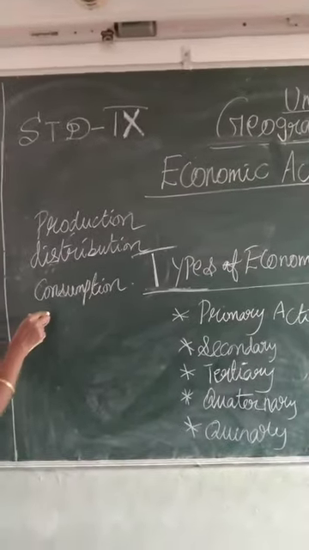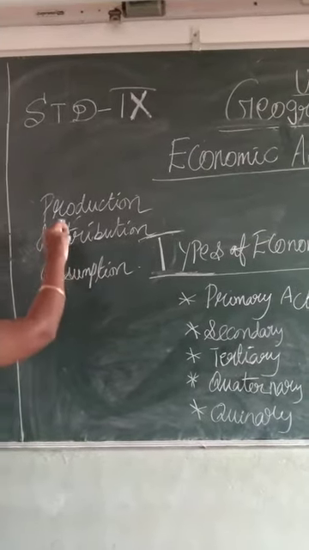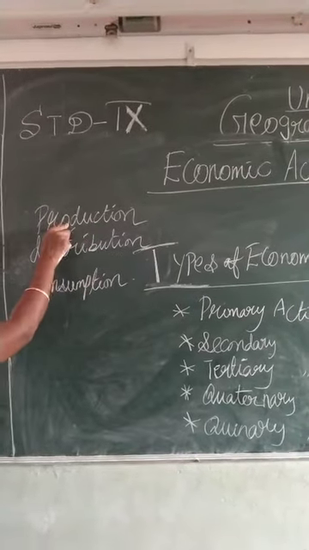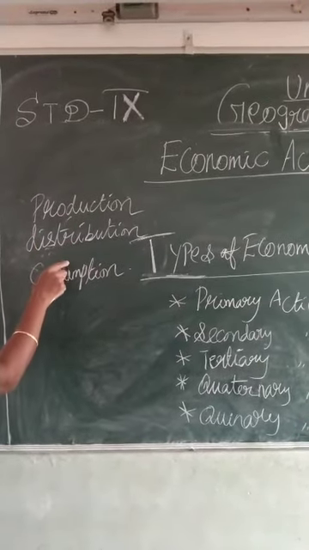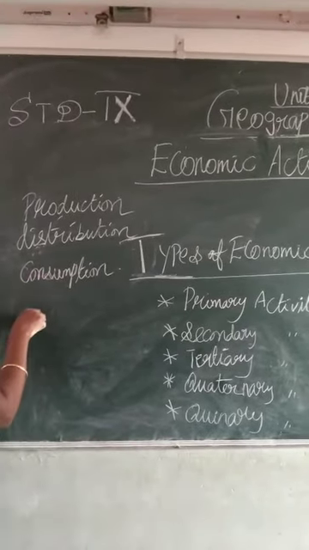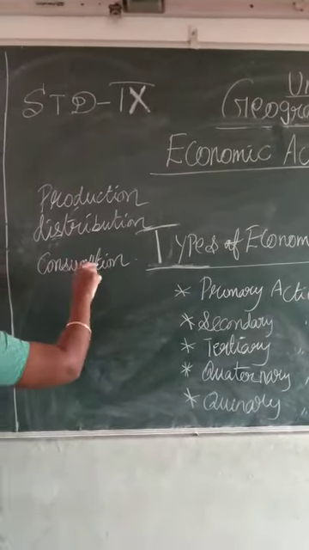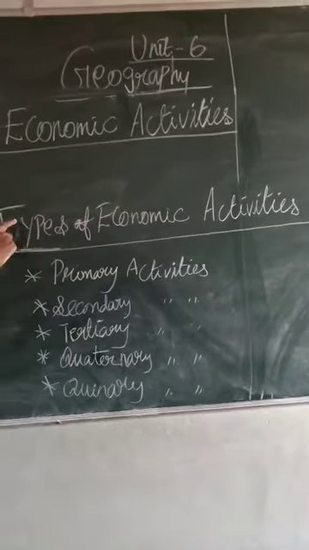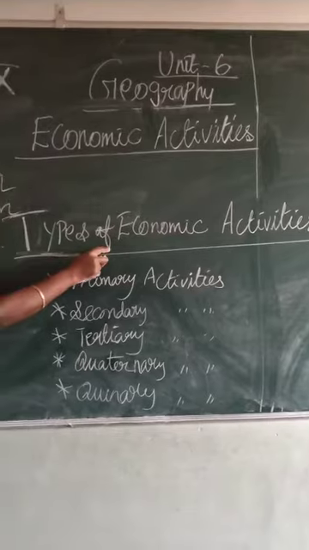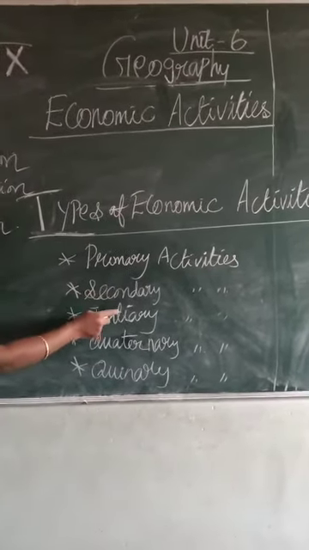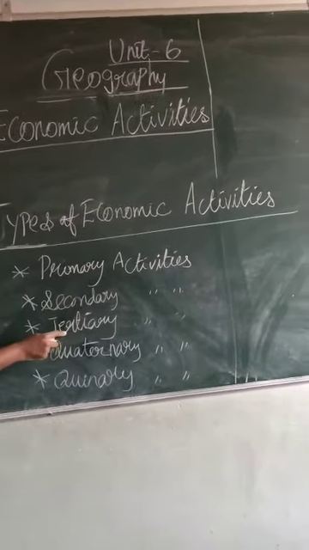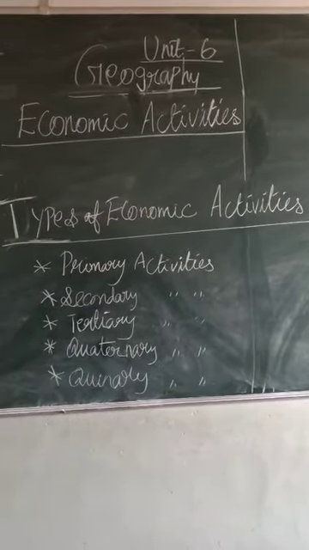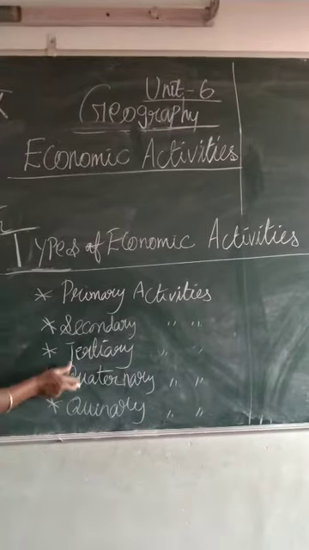Students, again I say listen carefully. Economic activities are those efforts or actions that involve production, distribution and consumption of commodities and services at all levels within a region. Next, types of economic activities. The types of economic activities: primary activities, secondary activities, tertiary activities, quaternary activities and quinary activities. Now, one by one we are going to learn.